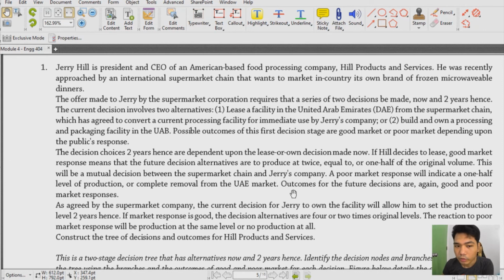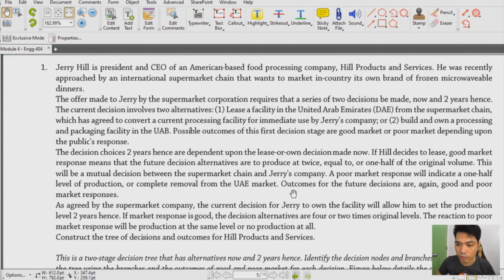So, as agreed naman the supermarket company, if ang decision niya is to own the facility, it will allow him to set the production level 2 years hence, and then if the market response is good, the decision alternative are 4 or 2 times original level, and then the reaction to poor market response will be production at the same level or no production at all. So we have to construct the tree of decisions and outcomes for Hill products and services.